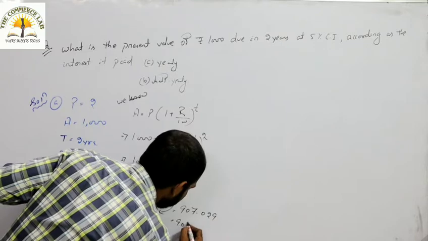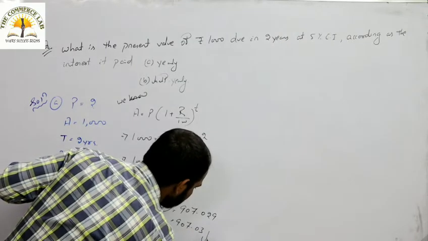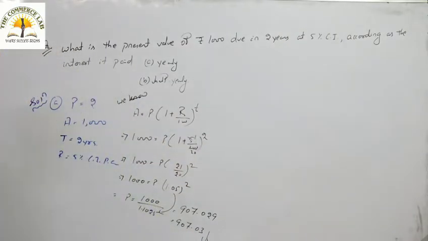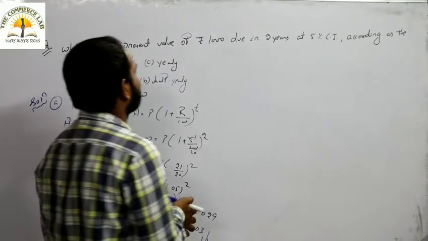907.029 or 0.03 is your answer. Okay, it comes. Then come to the second part.